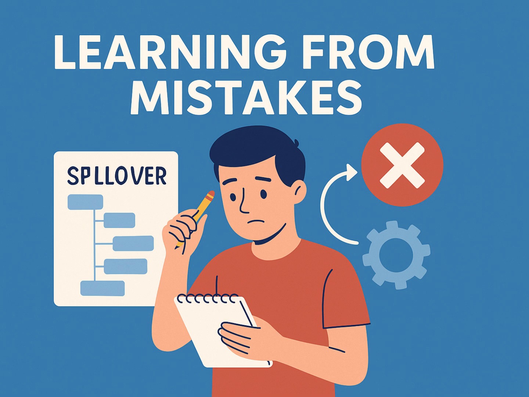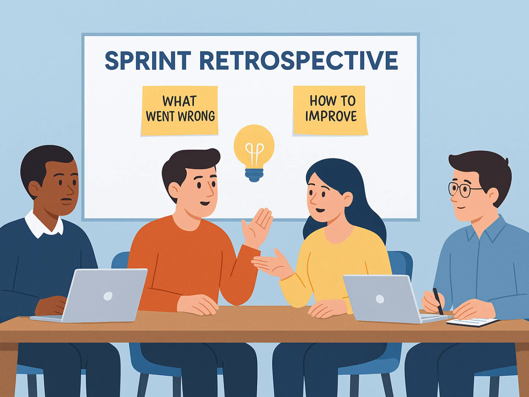Tip 4. Learn from past mistakes. Spillovers are more common in early sprints, but they should decrease as the team matures. Use the sprint retrospective to inspect what went wrong and adapt the process. The key is to identify the root causes and address them as a team.